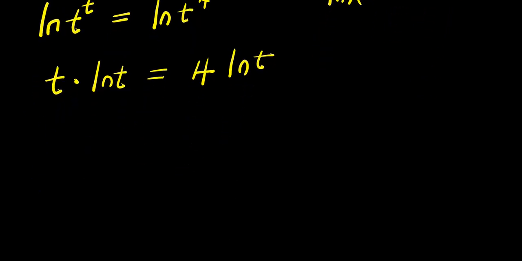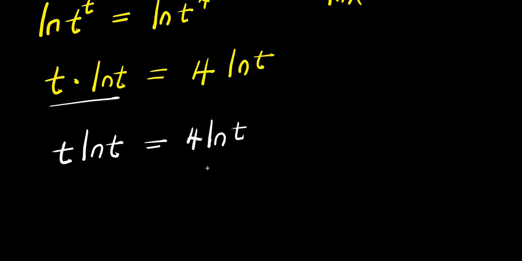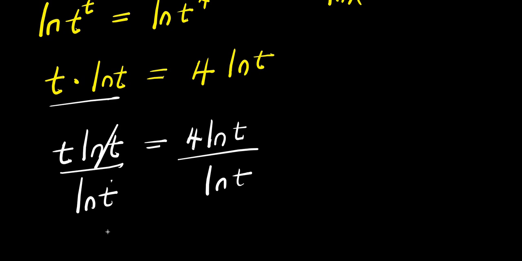So right now, if you multiply this out, you have t natural log of t, and this equals 4 natural log of t. So what you can do at this point is divide both sides of this equation by natural log of t. You divide this by natural log of t. This cancels this. You have t equals, this cancels this, you have 4.